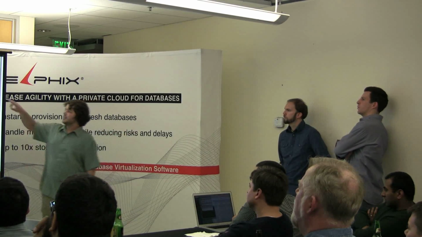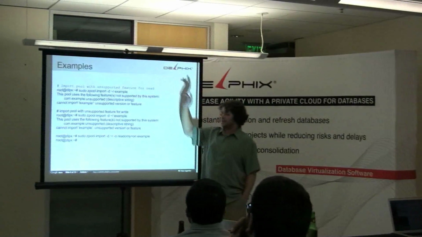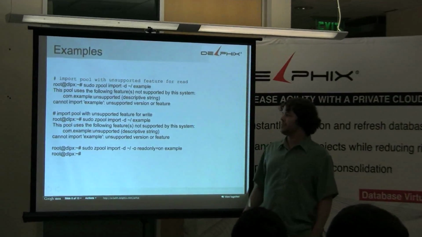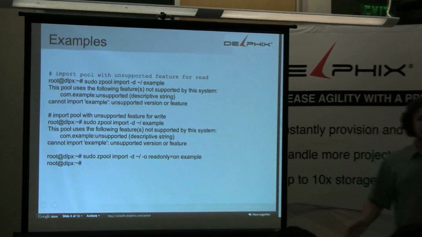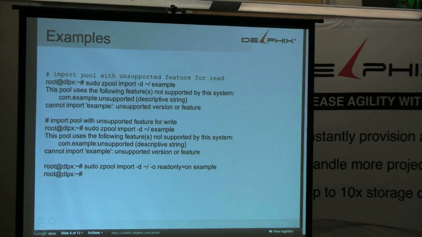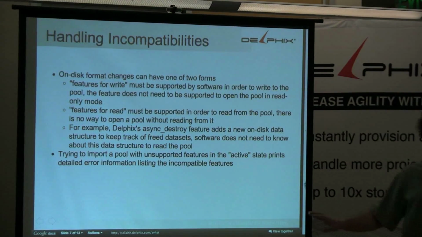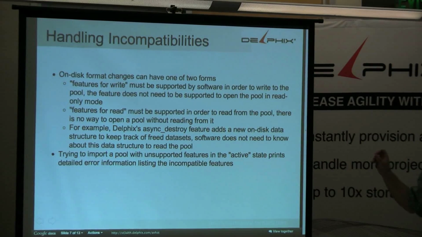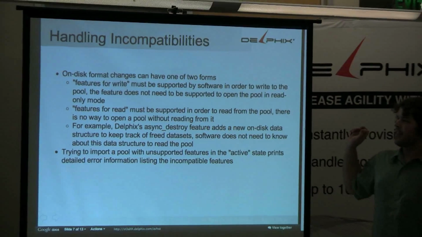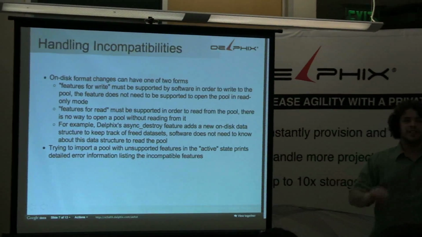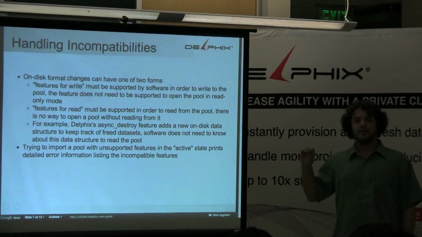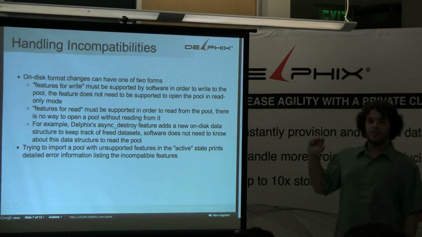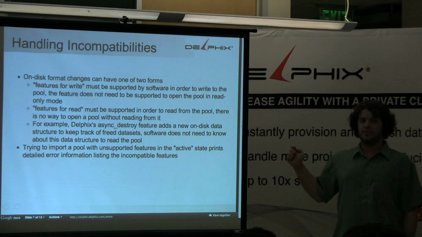So there's this fake feature on this pool set called com.example unsupported. And it's set to say that this is, let me actually make a distinction real quick that's important. We're calling these features for read and features for write, and it's a little confusing nomenclature. Features for write means you need to support this feature in order to write to the pool. So these are the ones that you can still open in read-only mode.